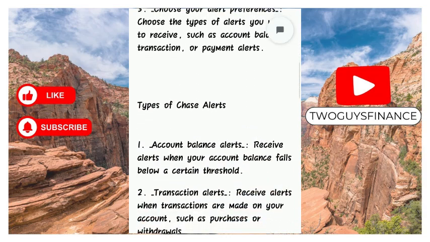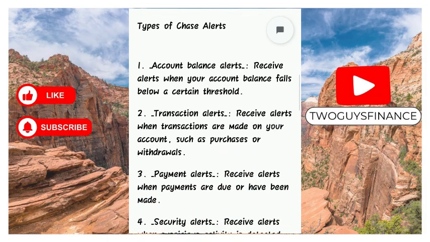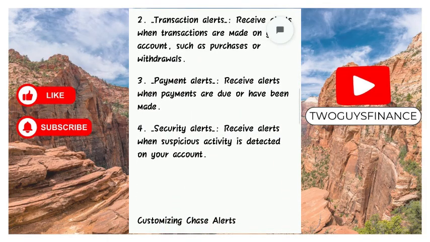And here are the types of Chase alerts. So you could have account balance alerts. You could receive alerts when your bank account falls below a certain threshold. For transaction alerts, you're going to receive alerts when transactions are made on your account, such as purchases or withdrawals. And for a payment alert, you're going to receive alerts when payments are due or have been made.